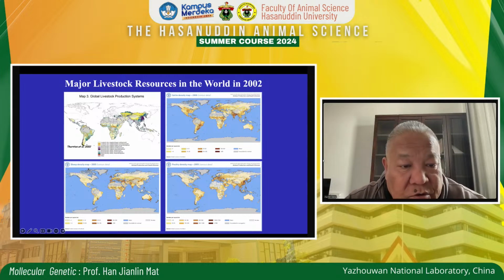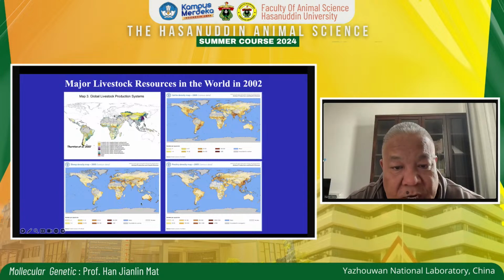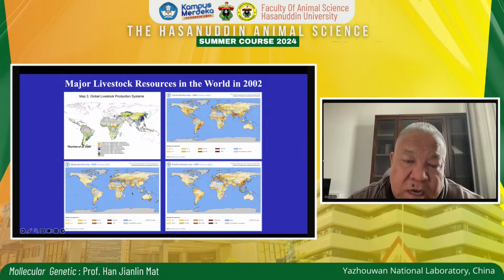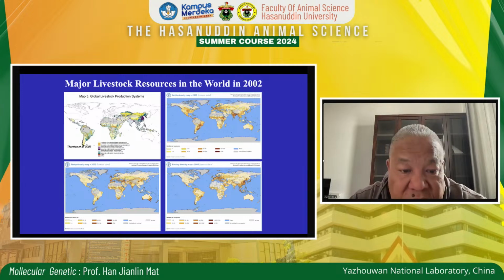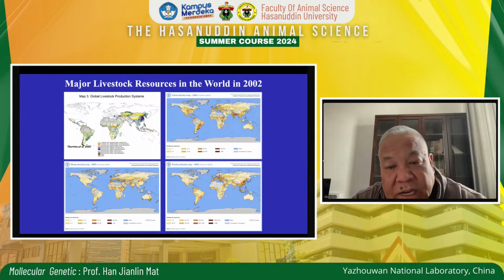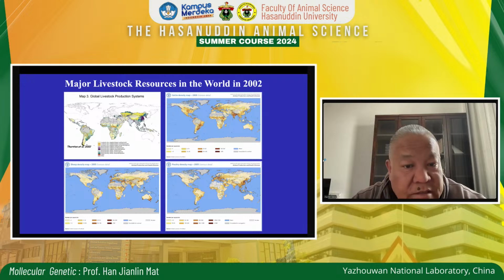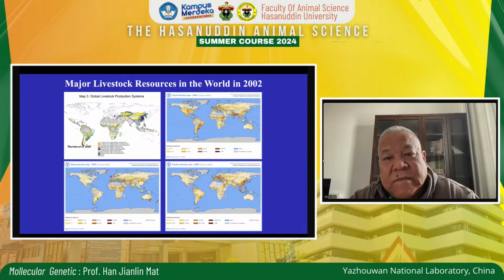So we can look at how sheep are distributed. You can see sheep are quite similar to cattle. They share a large geography because they are both large ruminants. They rely on similar rangeland or feed resources.